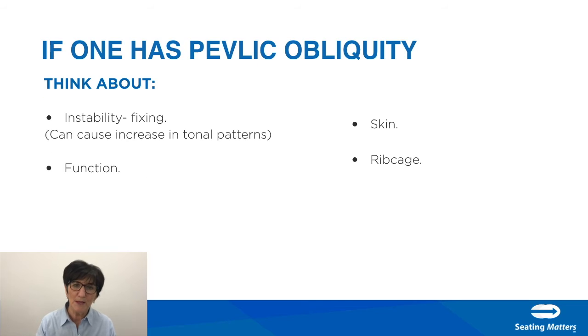So if someone sits in a pelvic obliquity for a long period of time, the things we have to consider is they're unstable. And we talked earlier about stability being an important function of sitting assessment. So when they're unstable, they tend to fix themselves. And I'm sure you've seen clients sitting with their arms crossed and their legs crossed. And when they fix themselves to stabilise the body, it reduces their functional ability. And it also has an effect on their skin. And in very severe cases where the rib cage is sitting down on the pelvis, it can cause pressure injuries in that region.